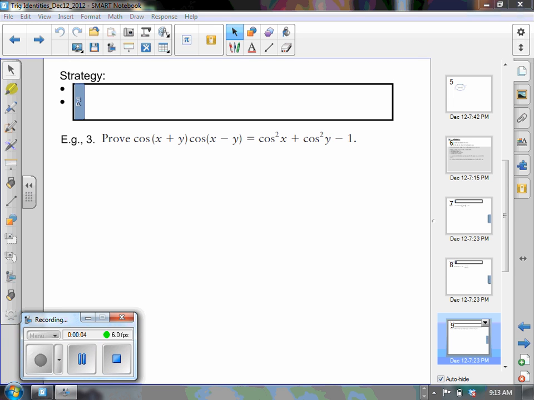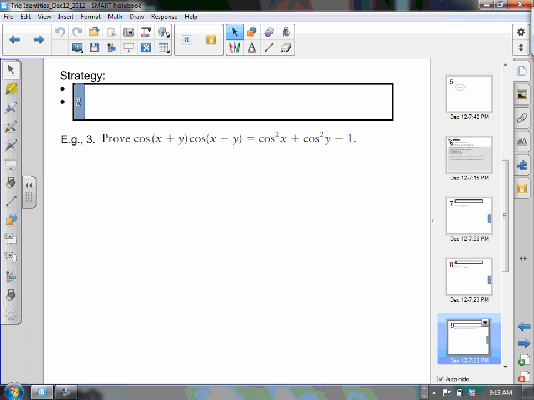This example, or examples, in this video will follow up on what we covered in class regarding proving trigonometric identities. If we take a look at this one, in our third example, we have the cosine of x plus y multiplied by the cosine of x minus y, and that's equal to the square of cosine x plus the square of cosine y minus 1. So what we need to consider is which side of this statement we're going to work with in order to prove that it's an identity.